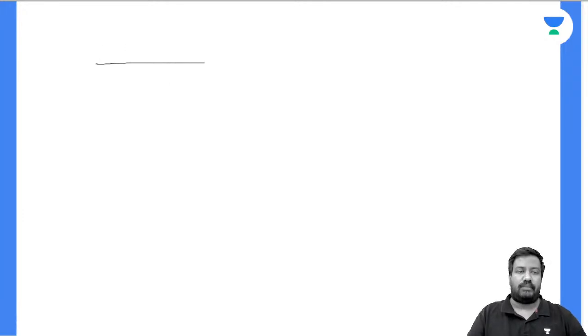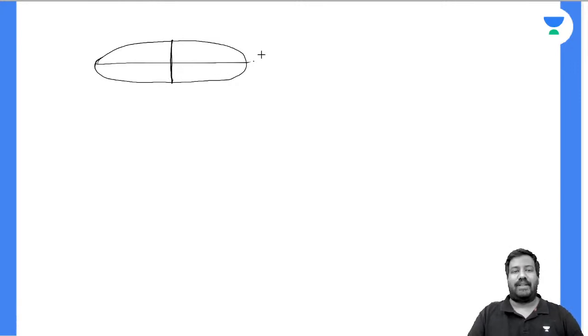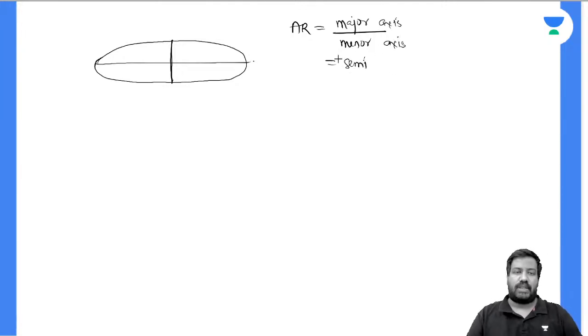And when the ellipse is formed, the ratio of major axis to minor axis is given as axial ratio. Semi-major axis, this is semi-major, this is semi-minor. Of course, in both the cases you get the same answer, am I right? The ratio is the same. Semi-major axis to semi-minor axis is called axial ratio.